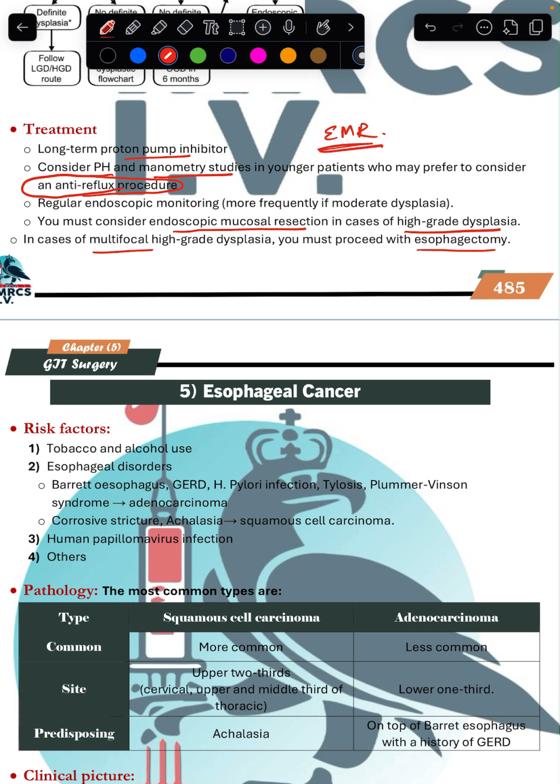Now, esophageal cancer. The commonest risk factors are tobacco and alcohol. Disorders include Barrett's esophagus, GERD, H. pylori infection, tylosis, and Plummer-Vinson syndrome; they may lead to adenocarcinoma. In Barrett's, the epithelium has already turned into columnar. In achalasia, you get squamous cell carcinoma. Achalasia, squamous cell carcinoma. Barrett's, you get adeno.